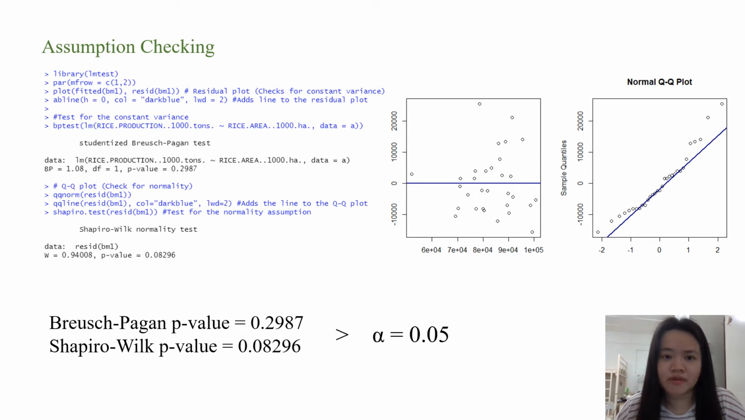Besides, the p-values for the Breusch-Pagan test and Shapiro-Wilk test are both higher than alpha, which means there is no violation of the homoscedasticity and normality assumptions.